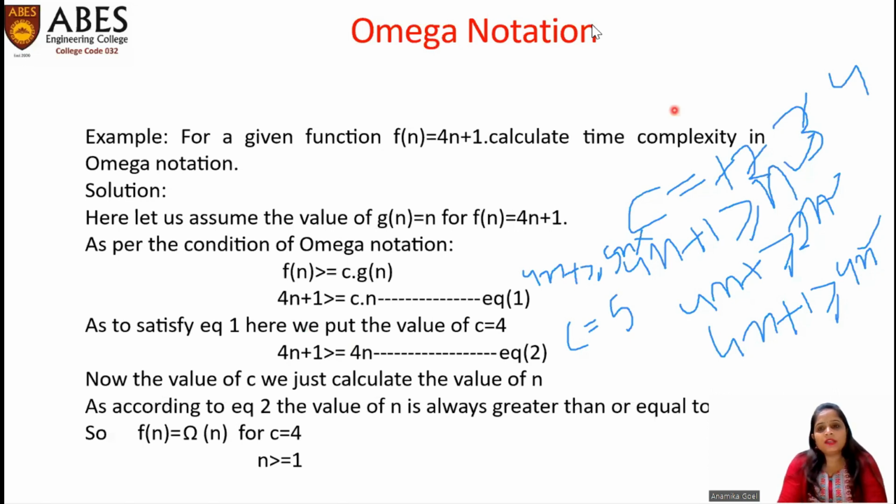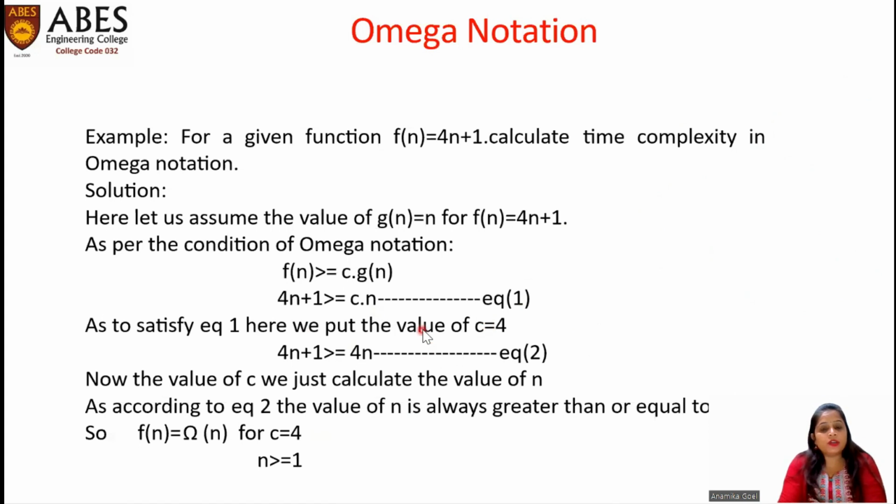After that, we find the value of n naught. What is n naught? It is the intersection point between f of n and g of n. So in equation number 2, we put n equals 1. If I put n equals 1 in equation 2, that is 4 into 1, 4, plus 1, that is 5. 5 is greater than or equal to 4. Yes, the condition is true.